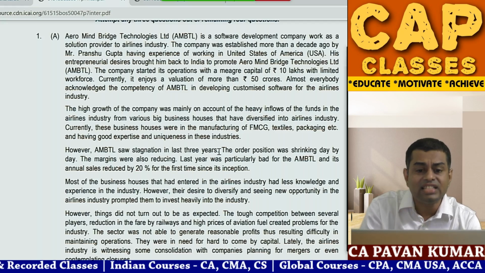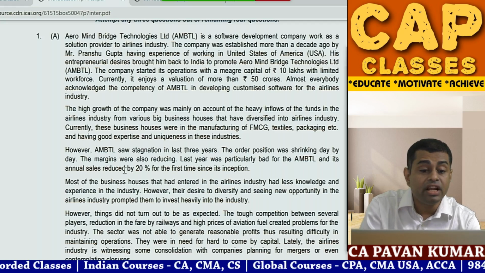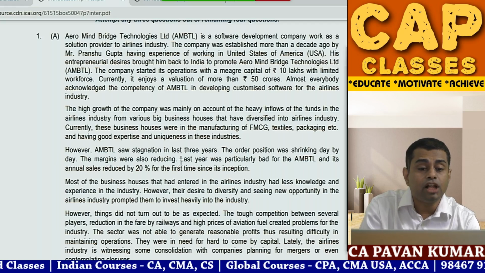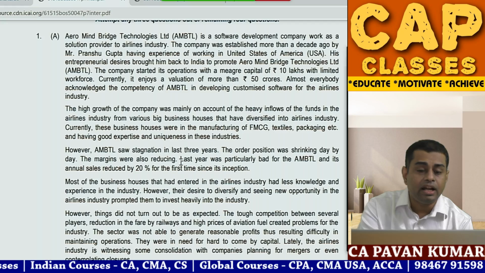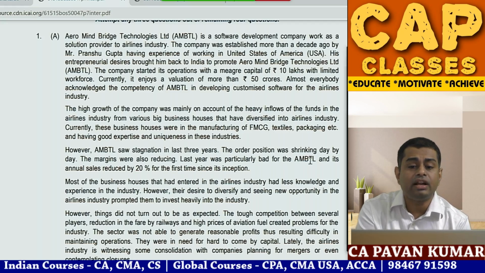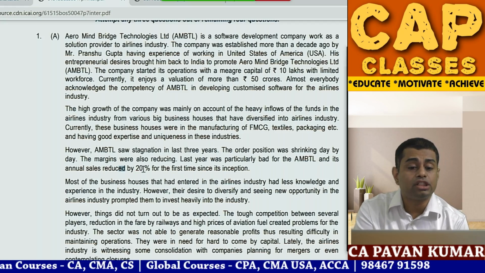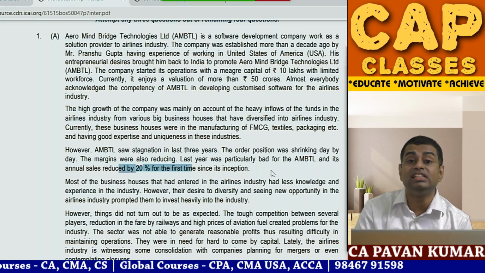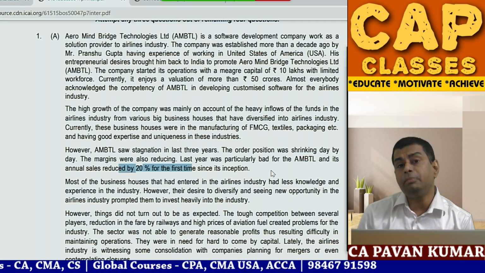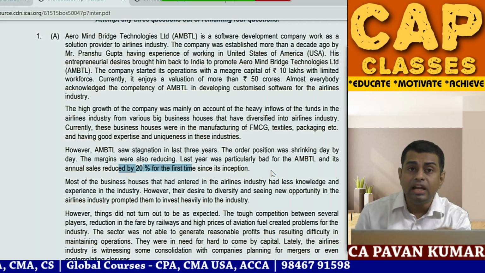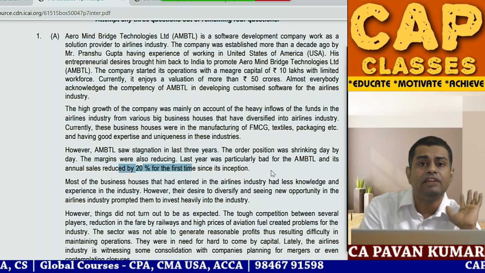Last 3 years, there is stagnation. The order position was shrinking day by day. The margins were also reducing. Your profits are falling. Last year was particularly bad for AMBTL and its annual sales reduced by 20% for the first time since its inception. From the beginning, a 20% fall in sales is there for the first time in your life.